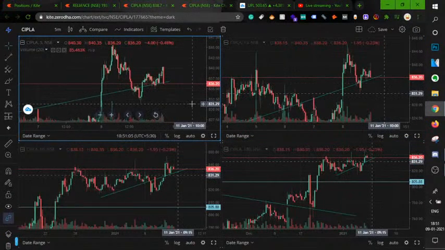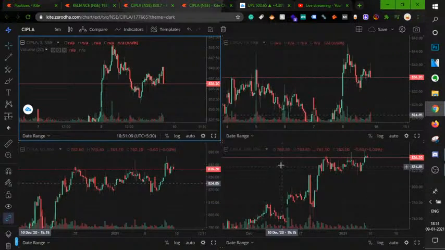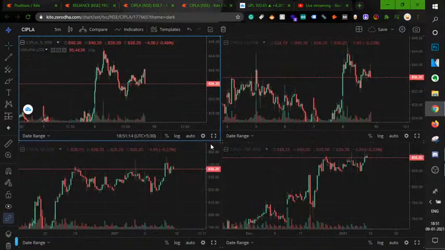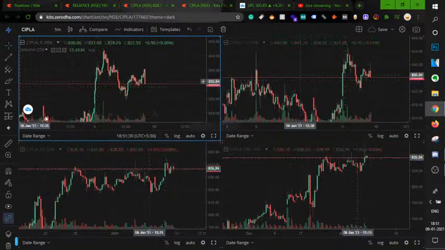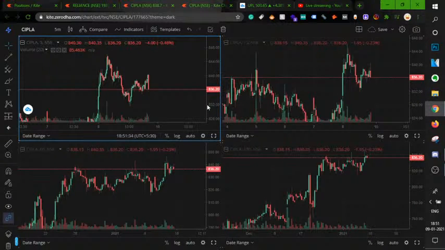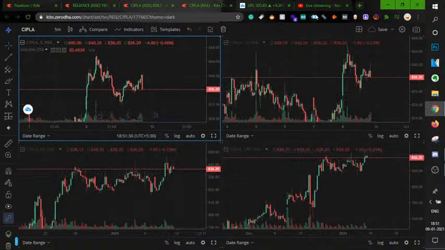Now, what do you see on the screen? We'll remove all these. This is called multi-time frame analysis, where each chart represents a different time zone. So we do multi-time frame analysis to scalp a certain trade.